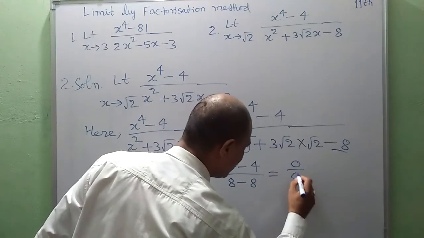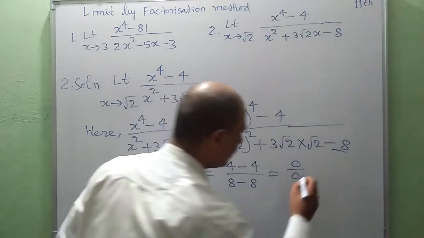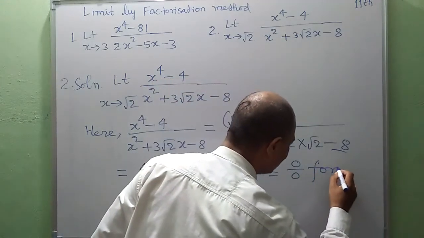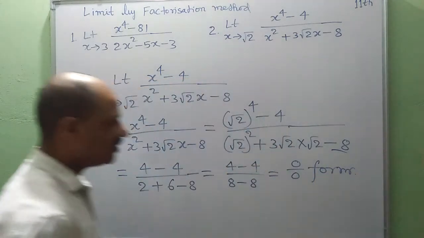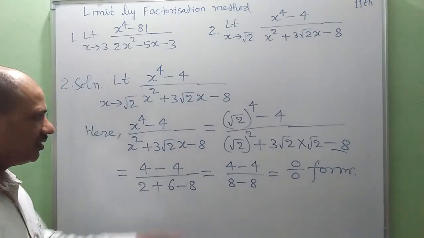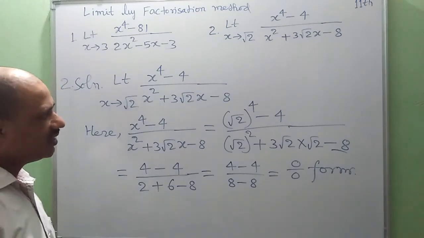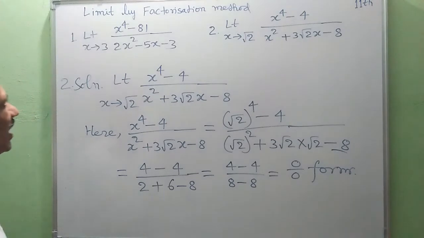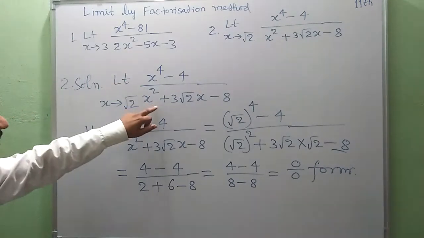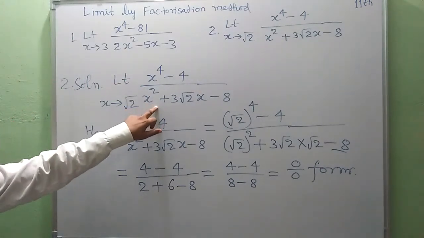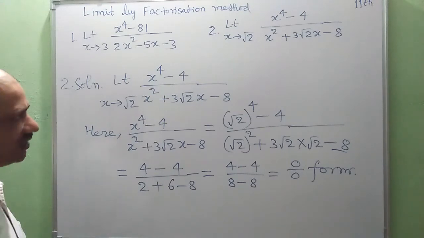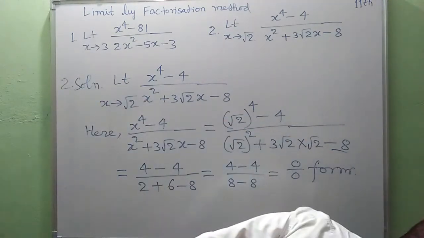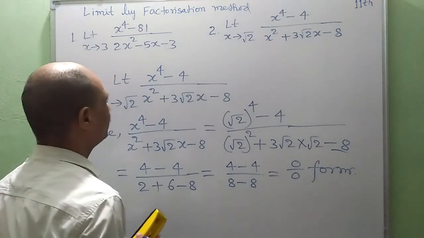This is 0/0 form. This is also undefined, or in indeterminate form. We have to factorize its numerator and denominator both. After that, common factors will be cancelled, and then we have to find its limit.